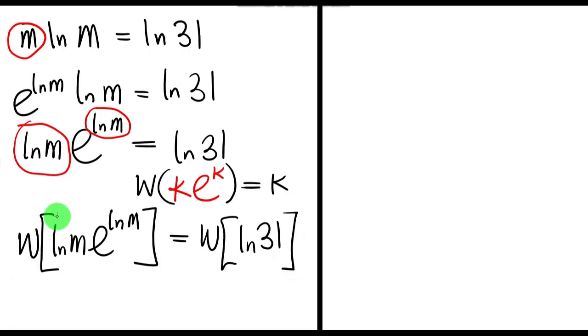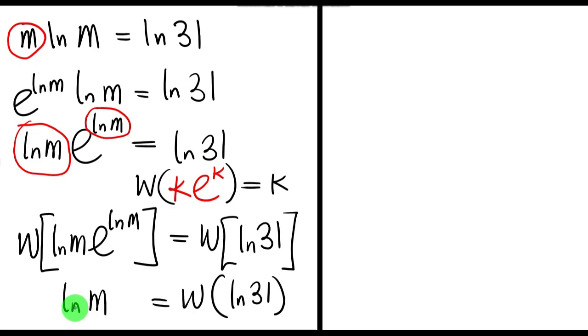Exactly, we already have the idea what the result is going to be here, because it's going to be ln m as it is here. Now we write ln m equals W function of ln 31. The next thing we're going to do is to remove this natural log from the left hand side. If removed, then we're going to have m equal to whatever is at the right hand side here. So what are we going to do to remove this natural log?